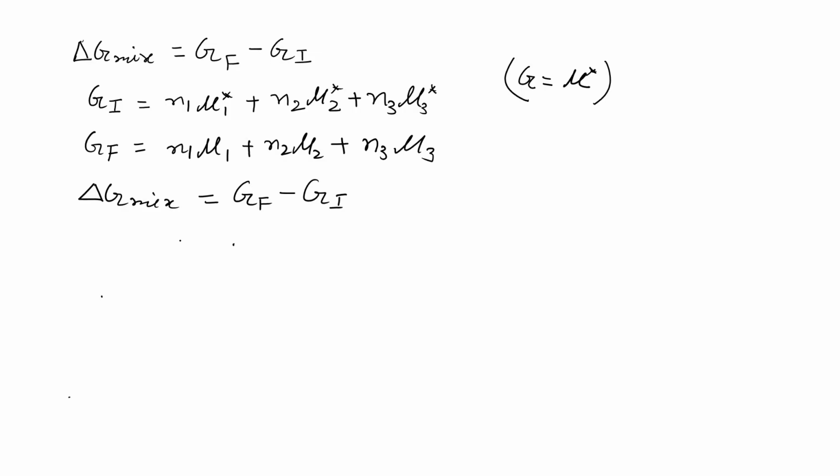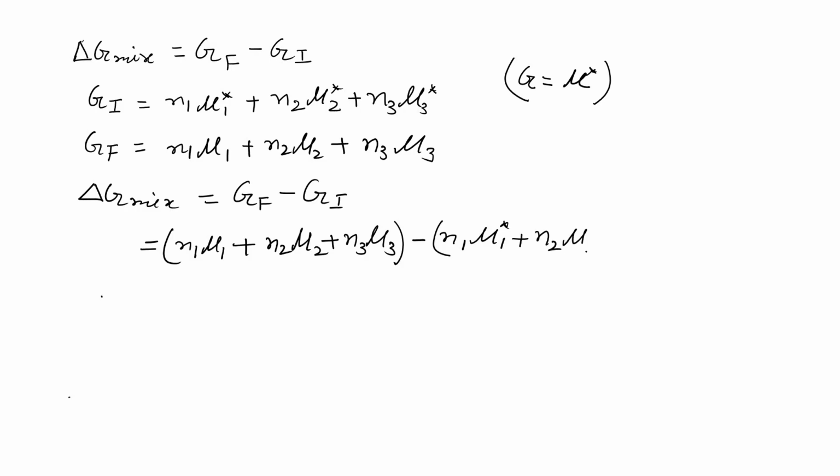Now we'll write down. So G final will be which one? G final is equal to N1 mu1 plus N2 mu2 plus N3 mu3. This is final minus what is initial? Initial is N1 mu1 star plus N2 mu2 star plus N3 mu3 star.